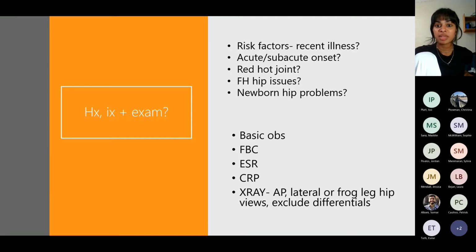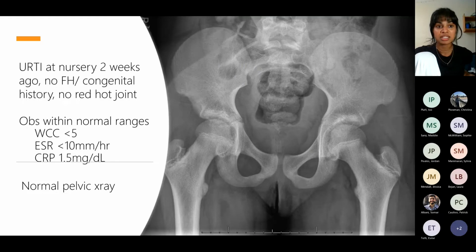etc. So you ask all of that, and then the mum says that he had an upper respiratory tract infection 2 weeks ago. There's no family history or birth history of note, and the joint is not red or hot when you examine it. His obs are within normal ranges. So he's not got an elevated white cell count, not got an elevated ESR or CRP, and this is his hip X-ray. So can anyone tell me about this X-ray?